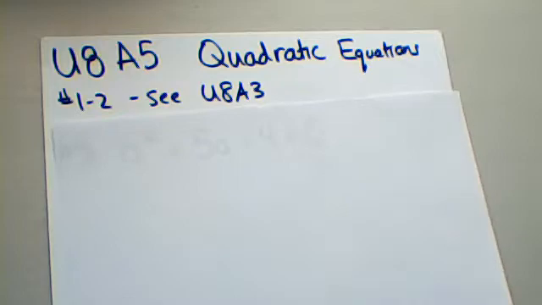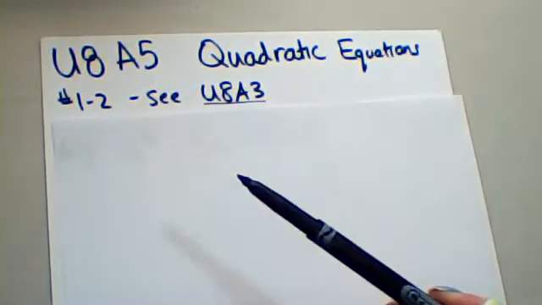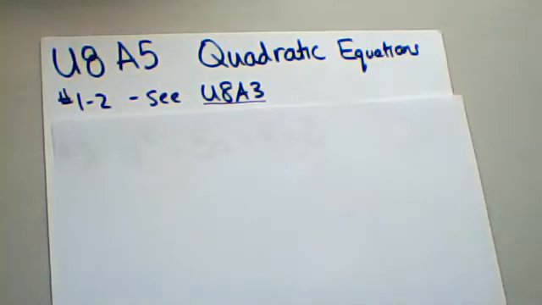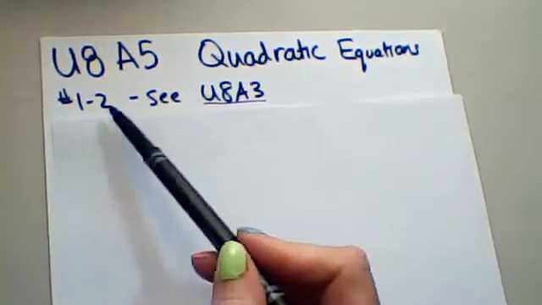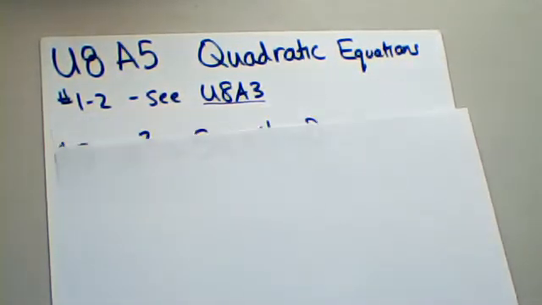Problems 1 and 2 on your Assignment 5 worksheet, you're going to want to see Unit 8, Assignment 3. It's the same type of problems. Here we start to tie everything together that we've been working on all unit. So if you have a question on how to do 1 and 2, see Unit 8, Assignment 3, look at your worksheet or look at the old videos.